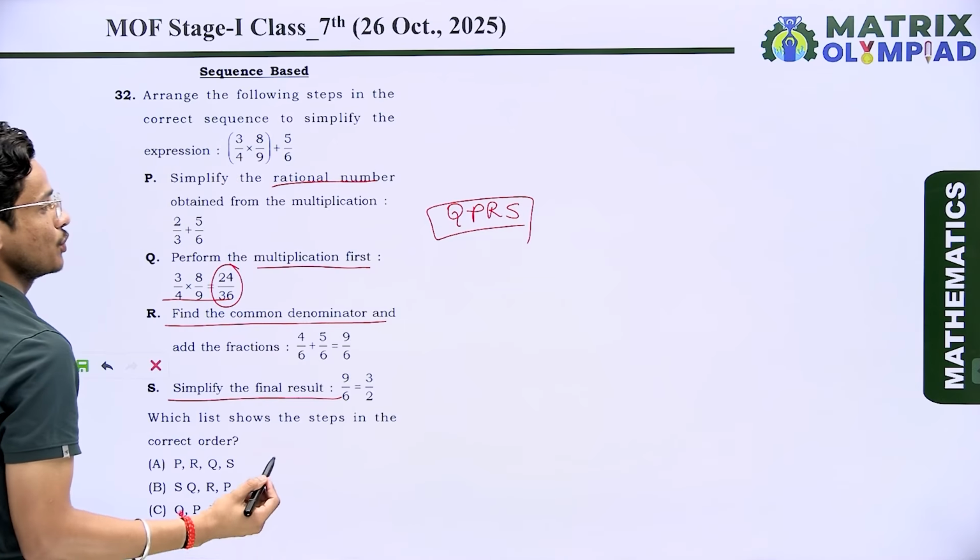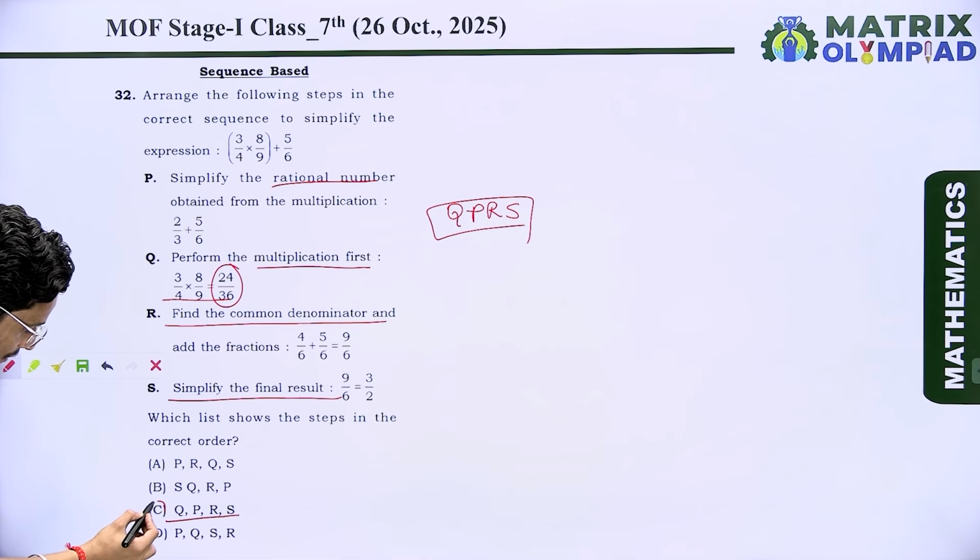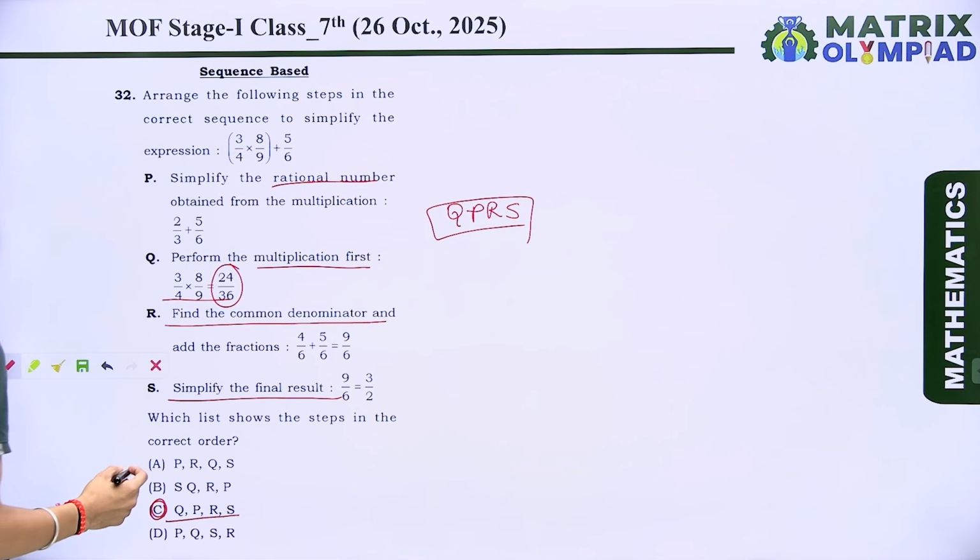So the correct sequence is Q P R S. Check: Q P R S. It means option C is the correct answer over here.